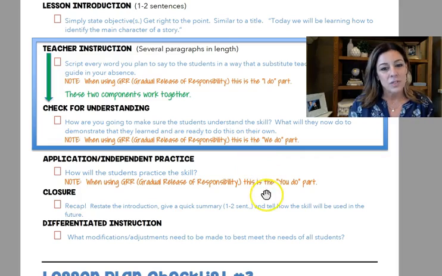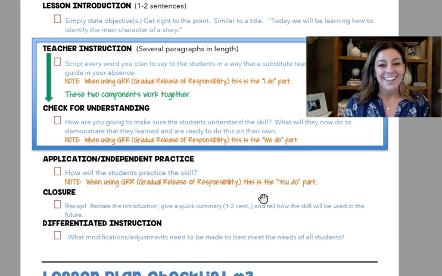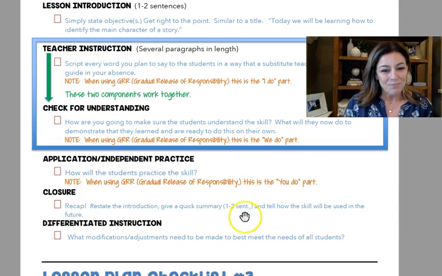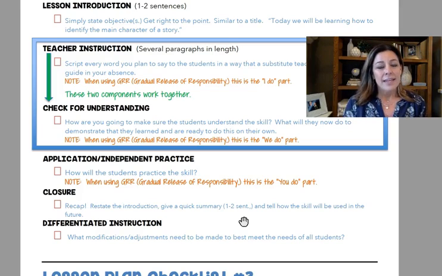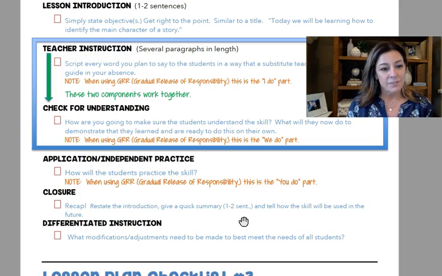Okay, so the you do. This is where they are doing the skill on their own. At the end of the lesson, it's time to recap. This is where you restate the introduction, you give a quick summary. So today we learned XYZ, and that means this and this and this. And then tell your students how they're going to use the skill again in the future.